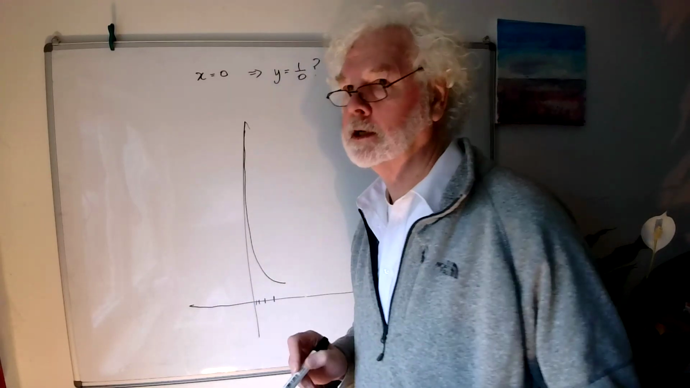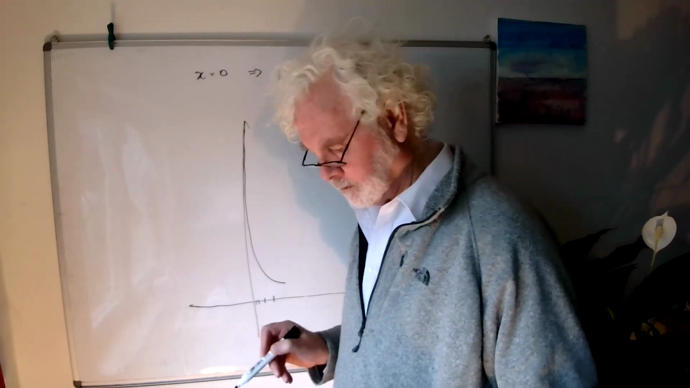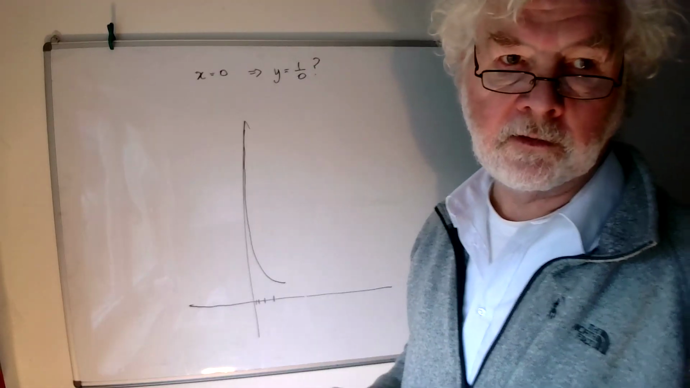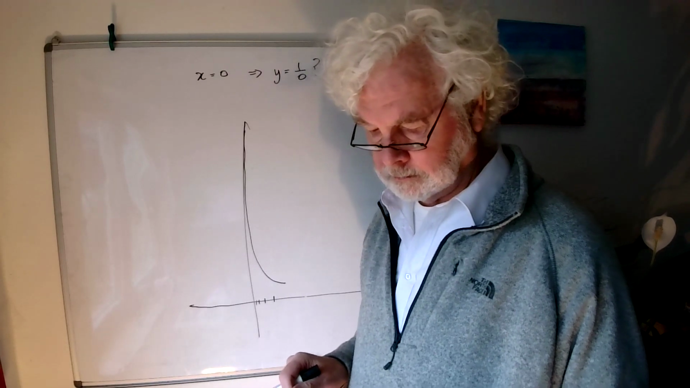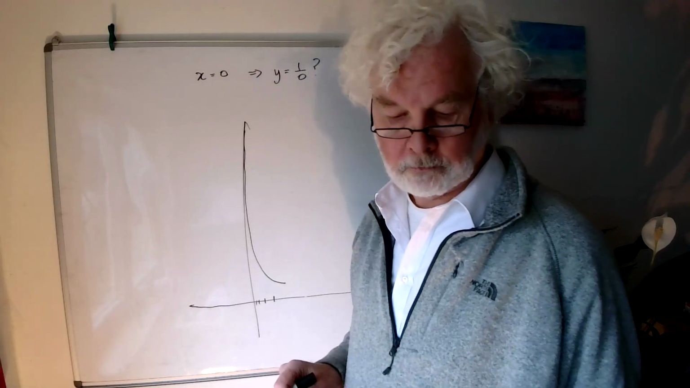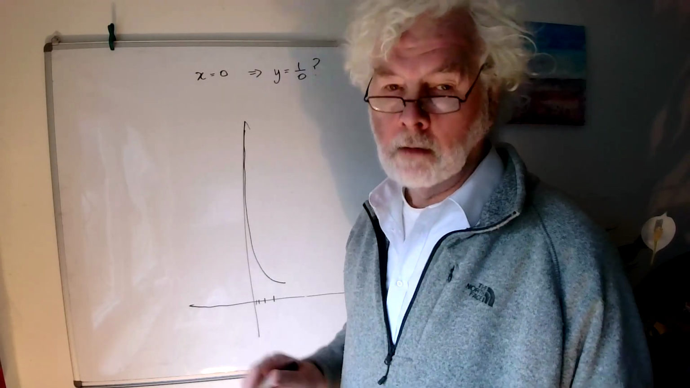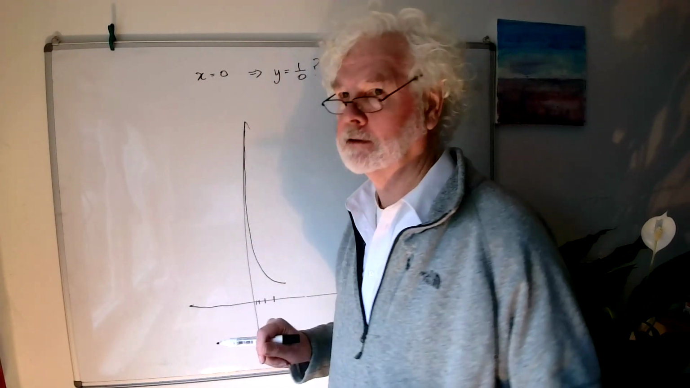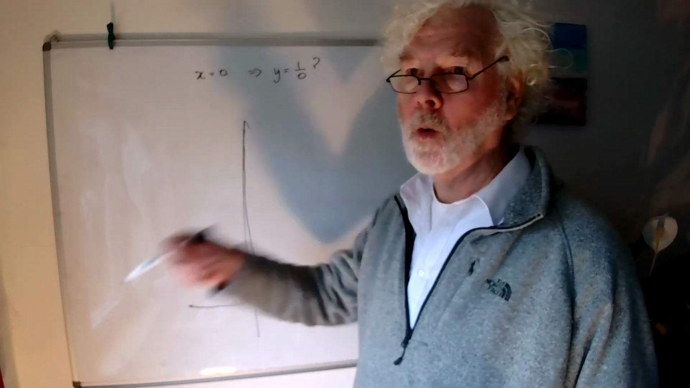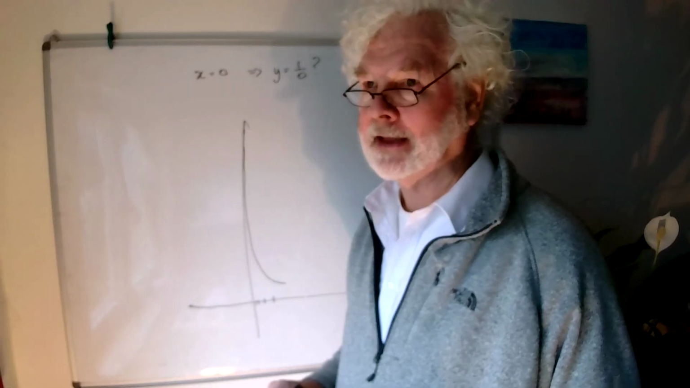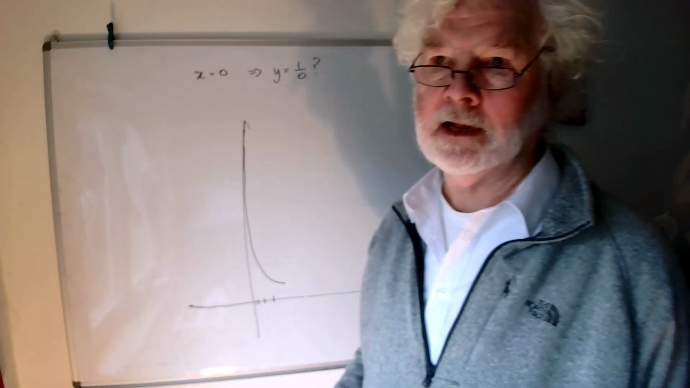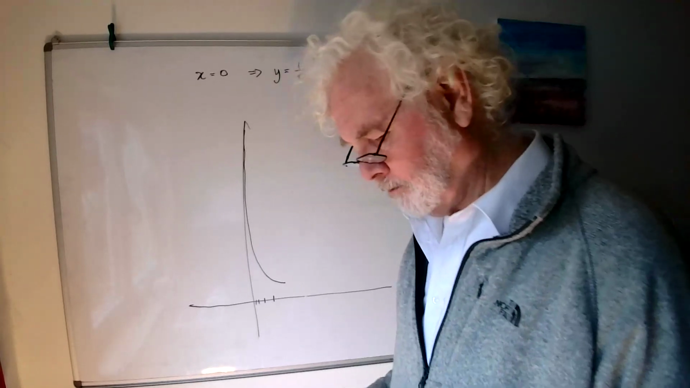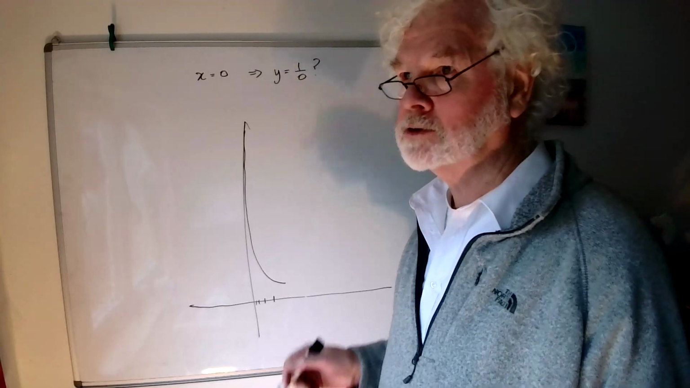So if we chose an x very, very close to 0, y would have a value very, very close to infinity. But no matter how close x is to 0 and y is to infinity, we can always find a value of x where there's an even bigger value of y. So we can approach x equals 0 closer and closer.